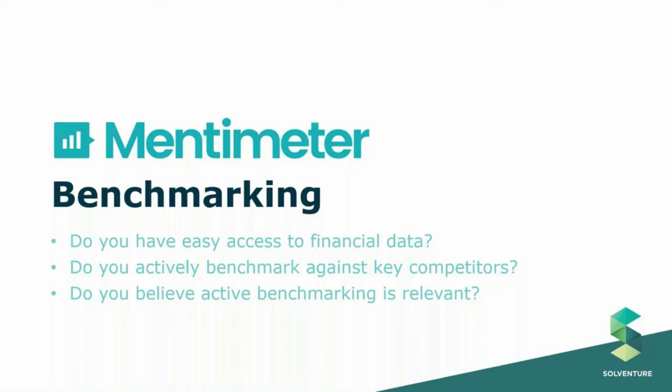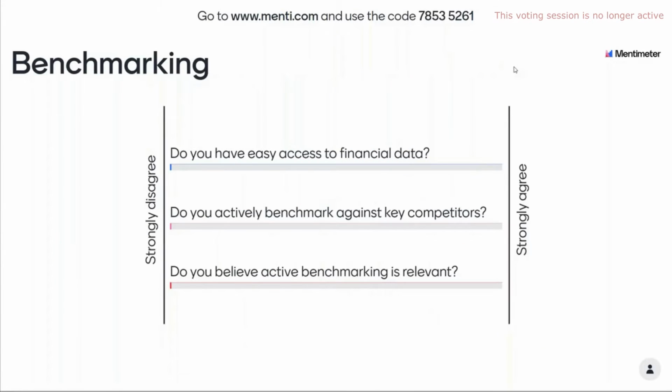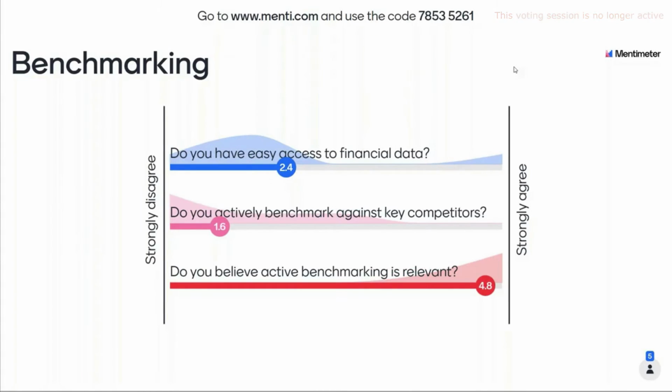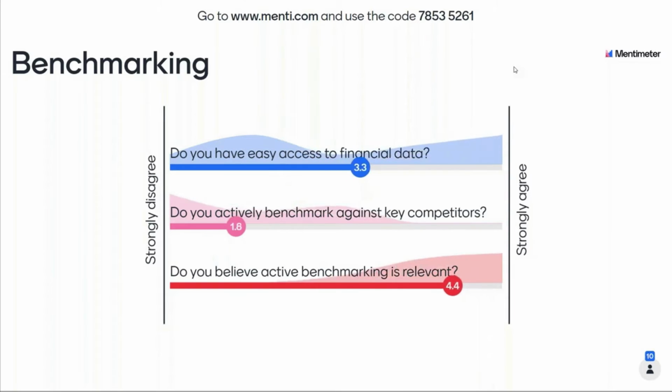Let me switch back to Mentimeter. So, do you have easy access to financial data? The things I'm showing here, how easy is it for you to pull that off? Do you actively benchmark against key competitors? Quite often you get targets for inventory turns, but how often do you compare yourself against key competitors? And do you believe active benchmarking is relevant? So, 3 questions for you.